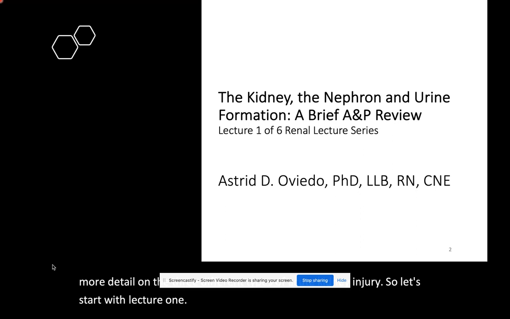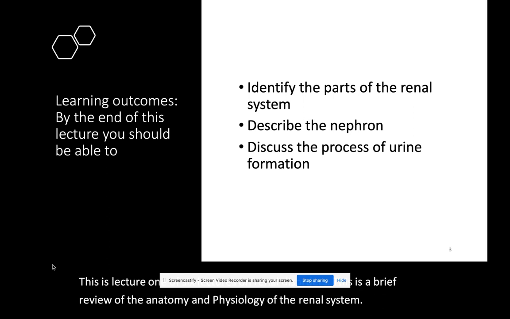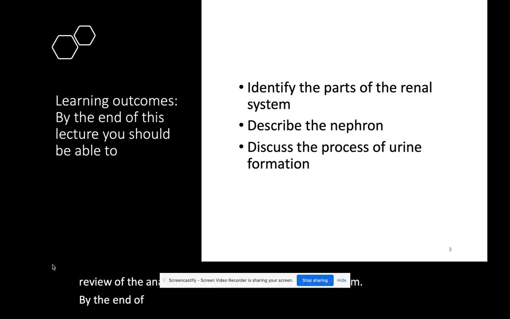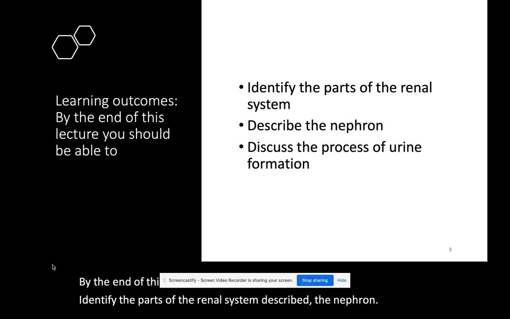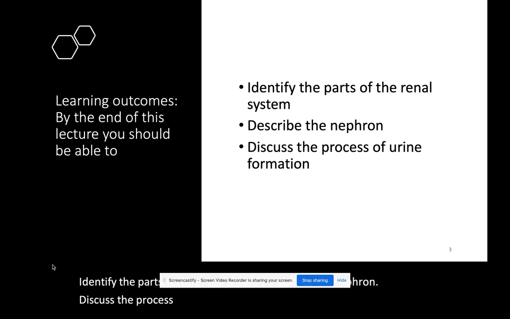This is lecture 1 of 6 lectures on renal disorders. This is a brief review of the anatomy and physiology of the renal system. By the end of this lecture, you should be able to identify the parts of the renal system, describe the nephron, discuss the process of urine formation.